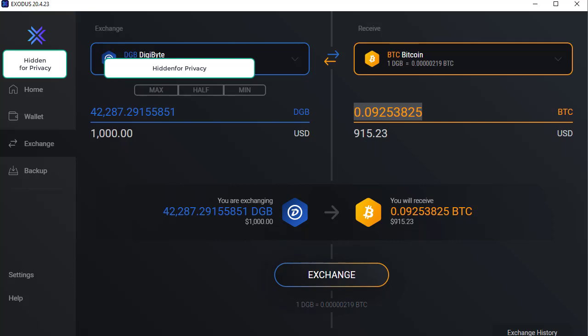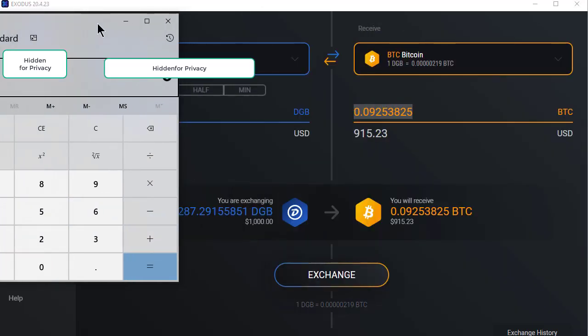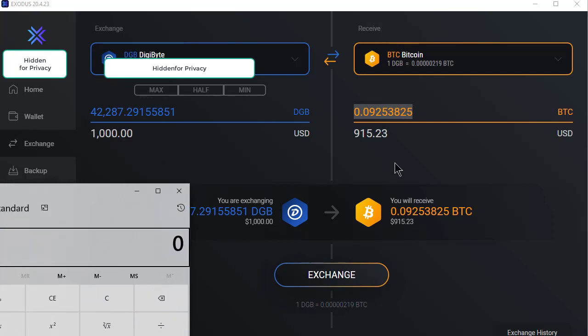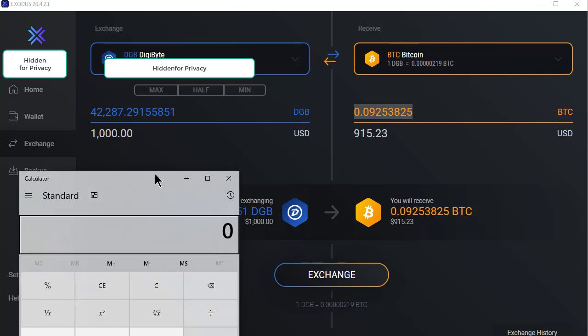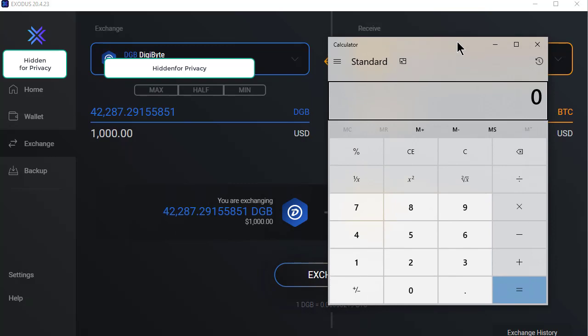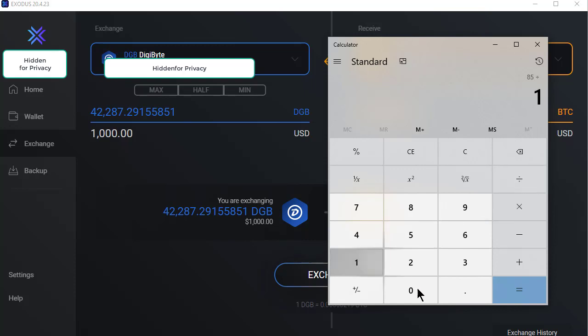just for example, I'm going to put in $1,000 and do the math. And you can see over here, I'm getting $915 worth of Bitcoin. So that's kind of interesting. You can see that's a little bit of a chunk of money there. So you could basically say that's $85 fee divided by 1,000, and that's 8.5%.